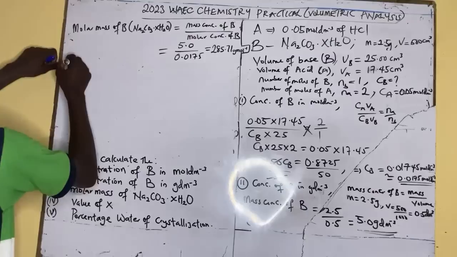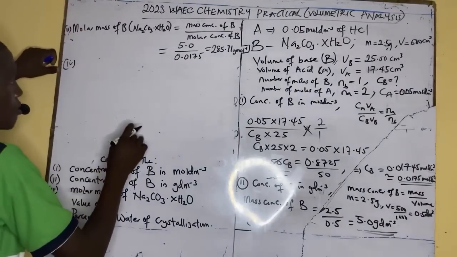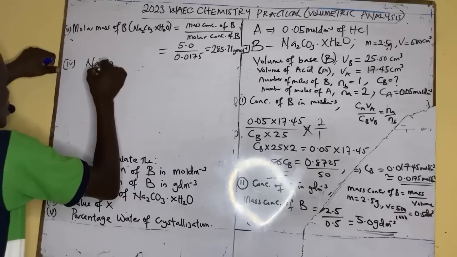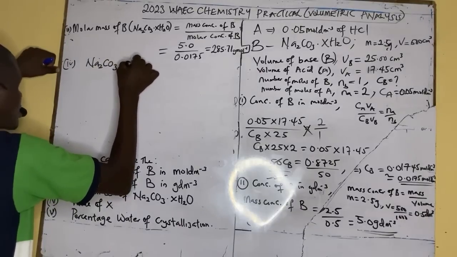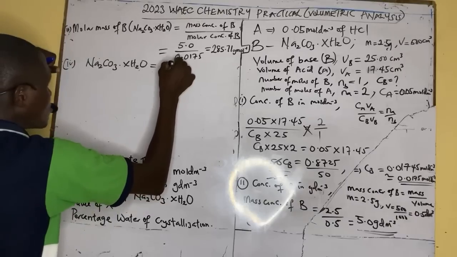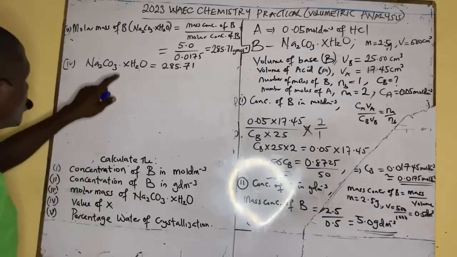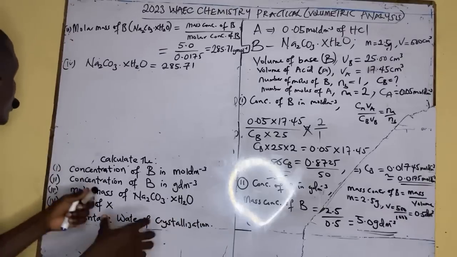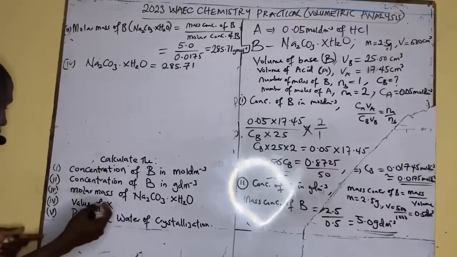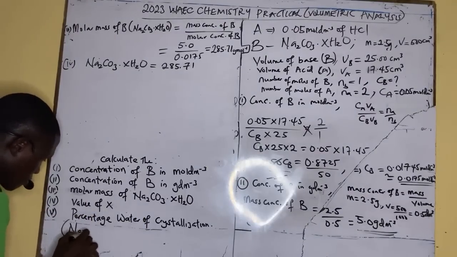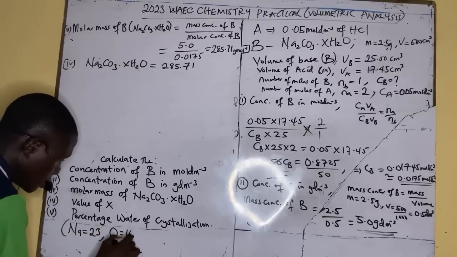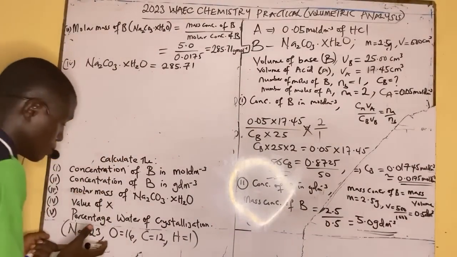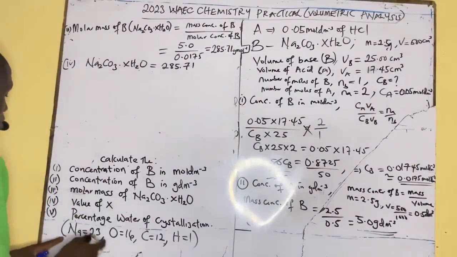So we have got 4 now, and this one is 3 that we just did. We have Na2CO3.xH2O, which is the molecular formula of B, equal to 285.71. Then we solve it. You'll be given the atomic mass of each element: sodium is 23, oxygen is 16, carbon is 12, hydrogen is 1. Don't worry, you are not going to be asked to give it off; it's going to be given to you in the exam.